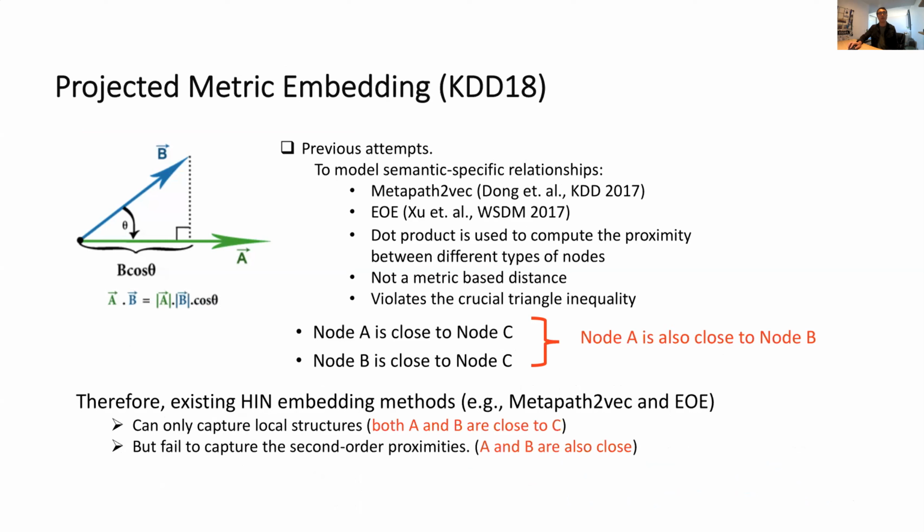For example, node A is close to node C and node B is also close to node C, which implies that node A is also close to node B. But existing works can only capture the local structure, like both A and B are close to C, but they fail to capture the second order proximity, which is that A and B are also very close.